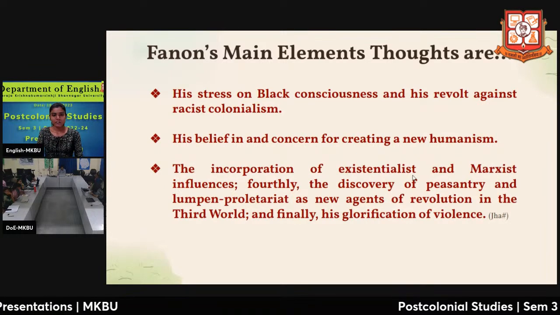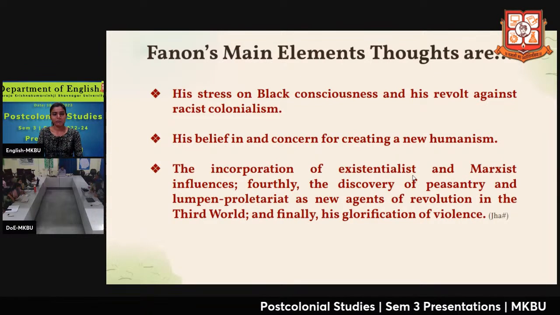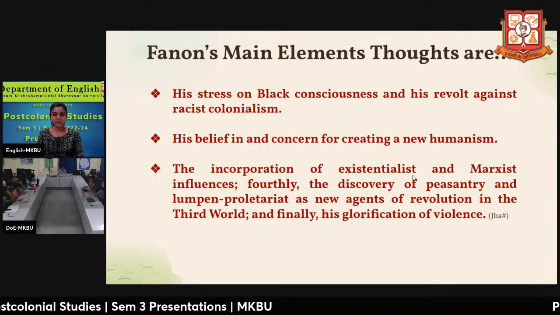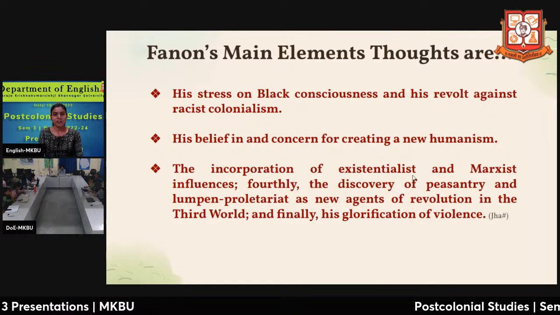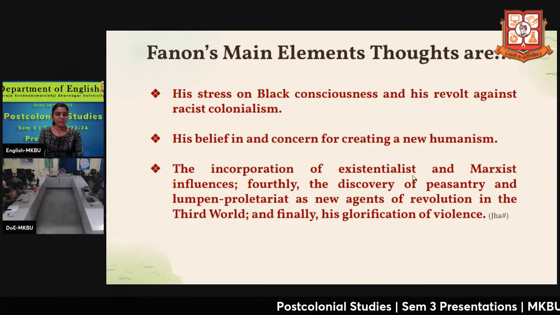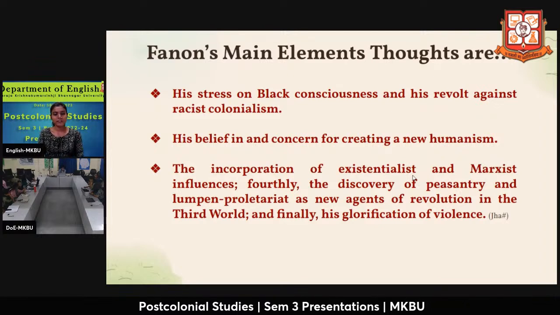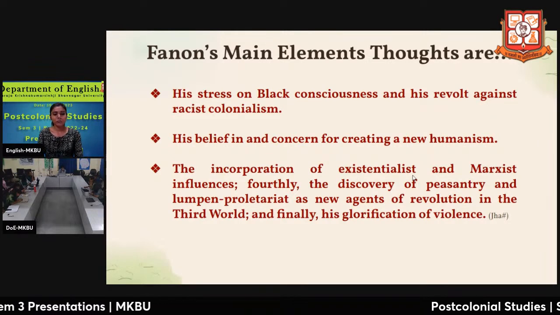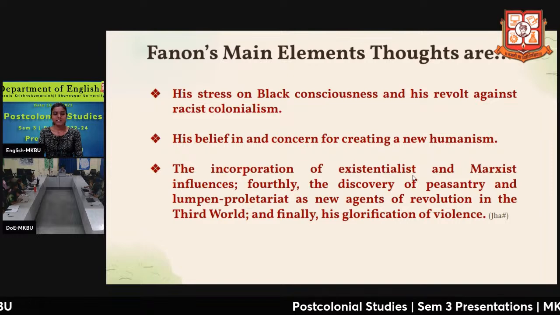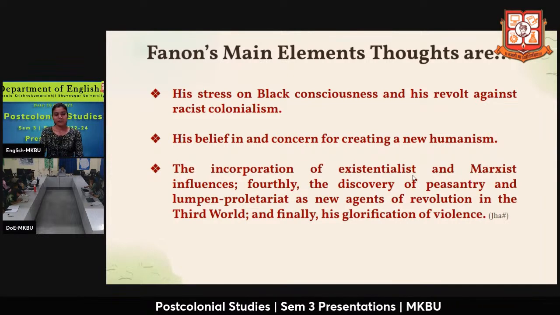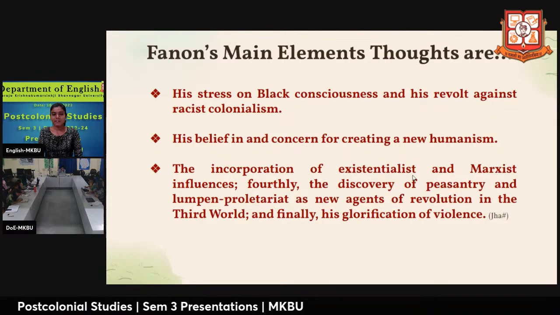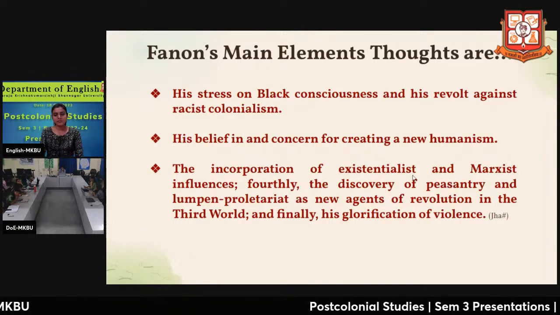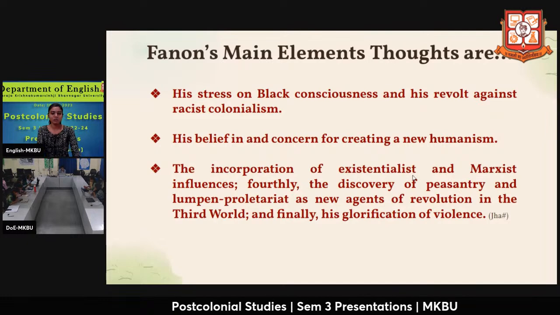Among these, his main elements of thought are his stress on black consciousness and his revolt against colonialism, his belief in and concern for creating a new humanism and the incorporation of existentialist and Marxist influences, the discovery of the peasantry and lumpen proletariat as new agents of revolution in the Third World, and finally his glorification of violence.